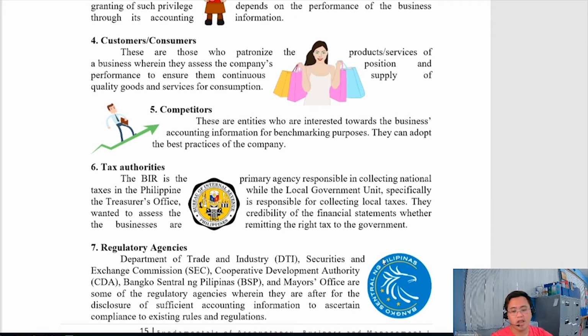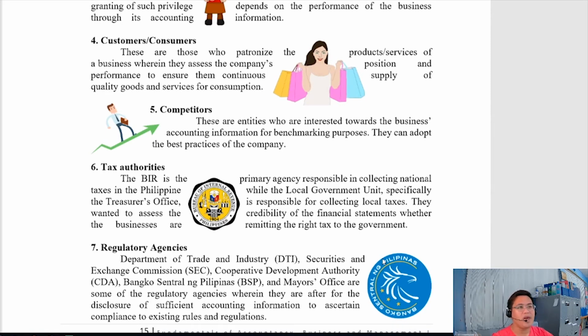While the local government unit, specifically the Treasurer's Office, is responsible for collecting local taxes. So if you want to pay donor's tax, VAT, percentage tax, or whatever that national tax would be, you have to pay it with the Bureau of Internal Revenue.